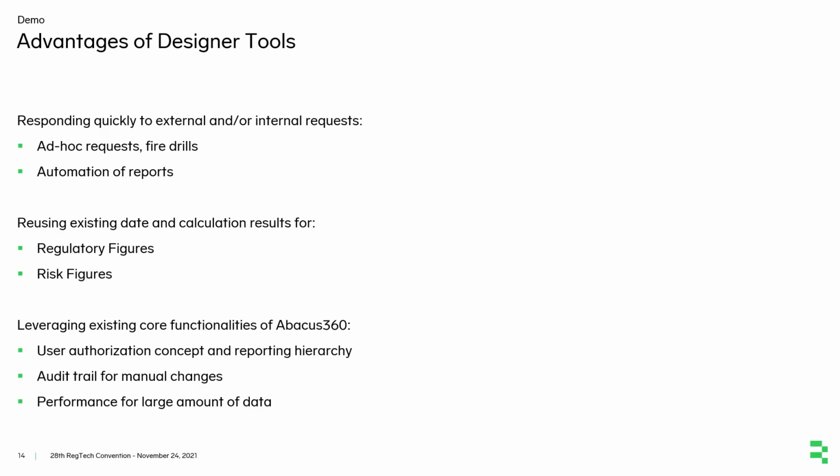You also have the audit trail functionalities of Abacus. So you have audit-proof changes, and every manual change can be reviewed by the auditor. You have reports that you can extract for the auditors, and this all can be done for both internal and external audit requirements. Finally, especially when you work with large amounts of data, spreadsheet solutions come to their limits.